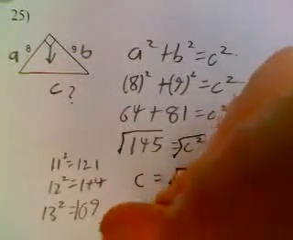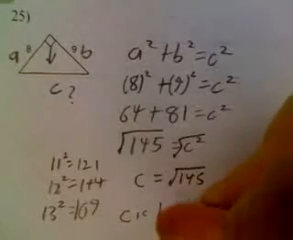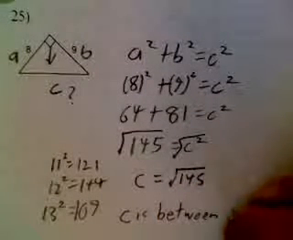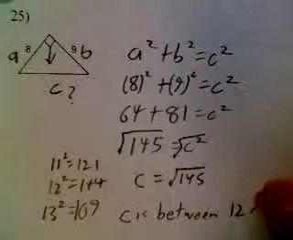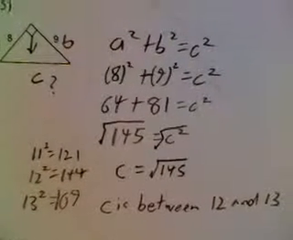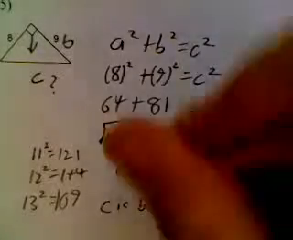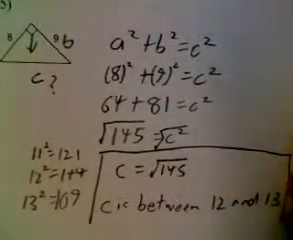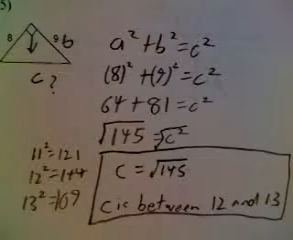So now we're going to write C is between 12 and 13. And I'll move this over a little bit. And that's our answer. So we're going to box both of these. And we're all done.